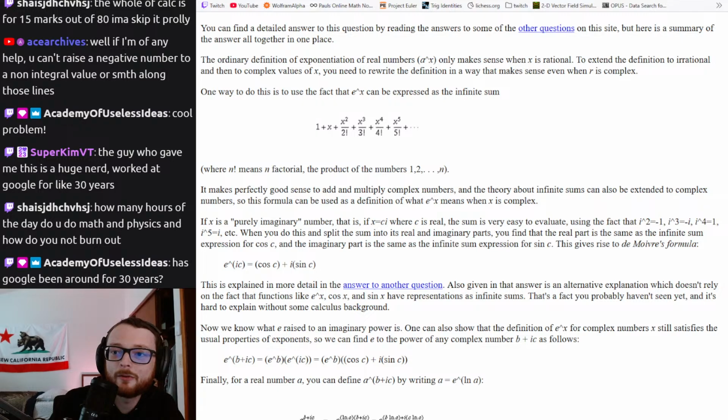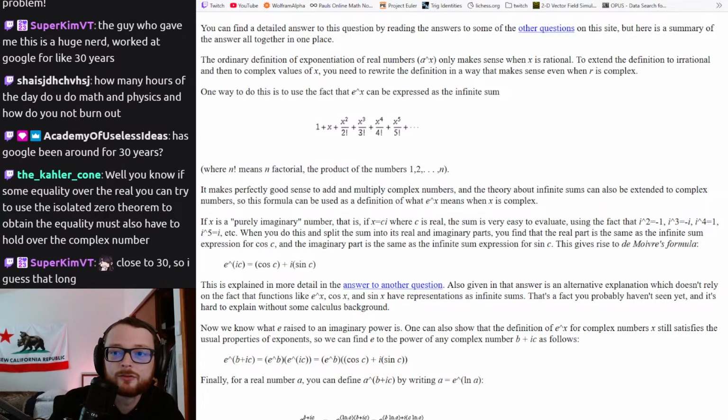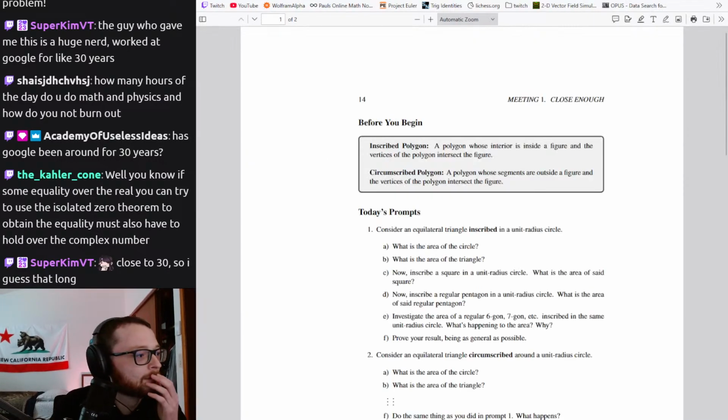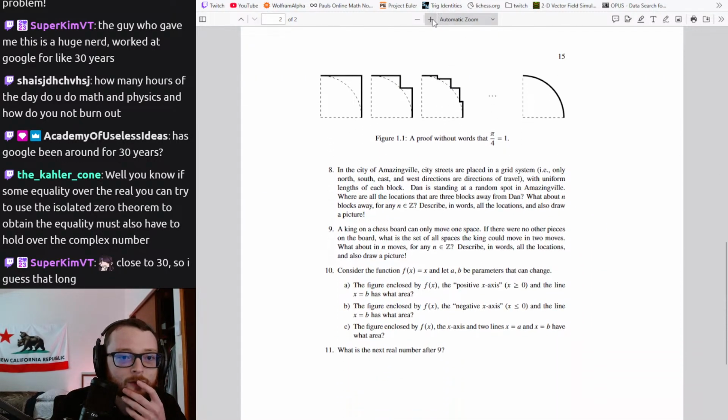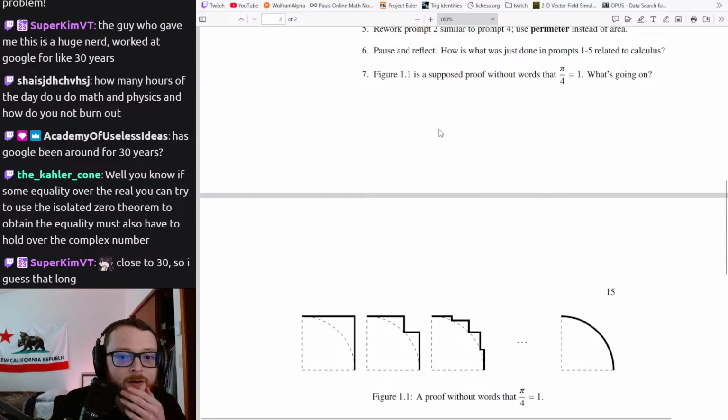I think it was this one. Let me... Opening it up right now, though. Yeah, okay. That pi equals 4. It's from a real analysis class that Zach did on Twitch a long time ago. But yeah, it's a wordless proof that pi over 4 equals 1, and this is the plot here.